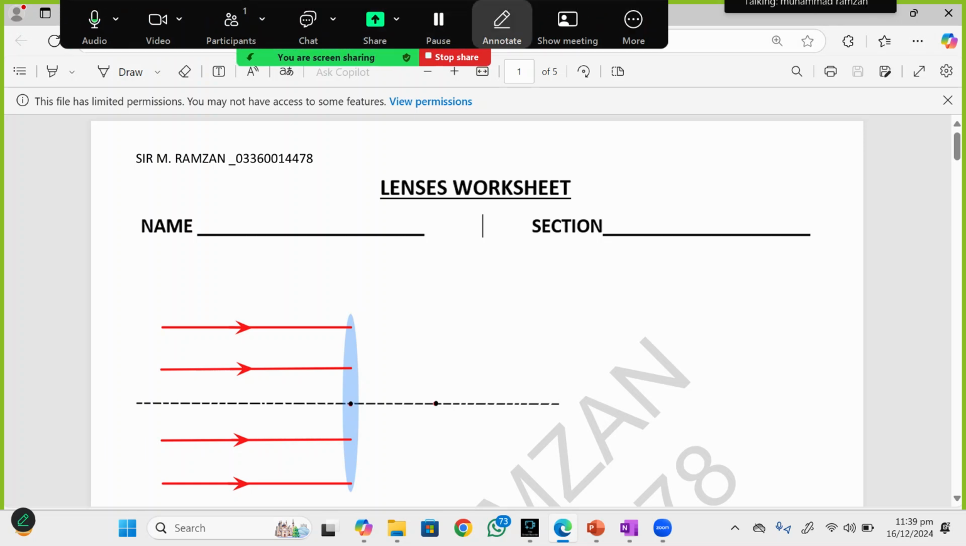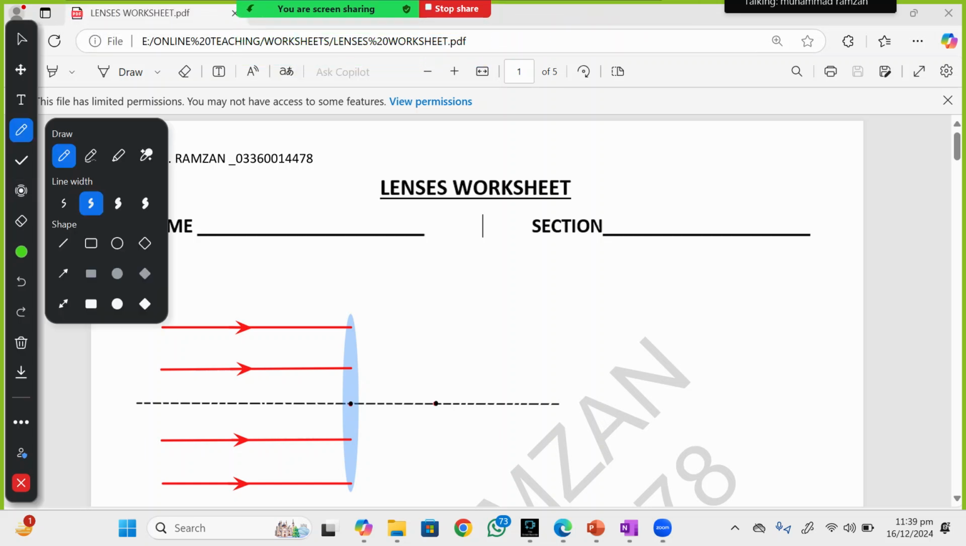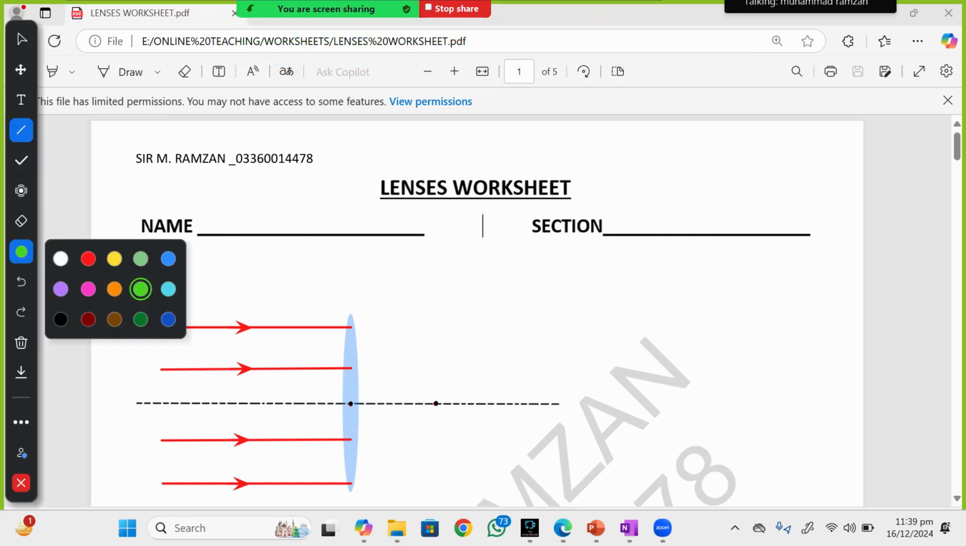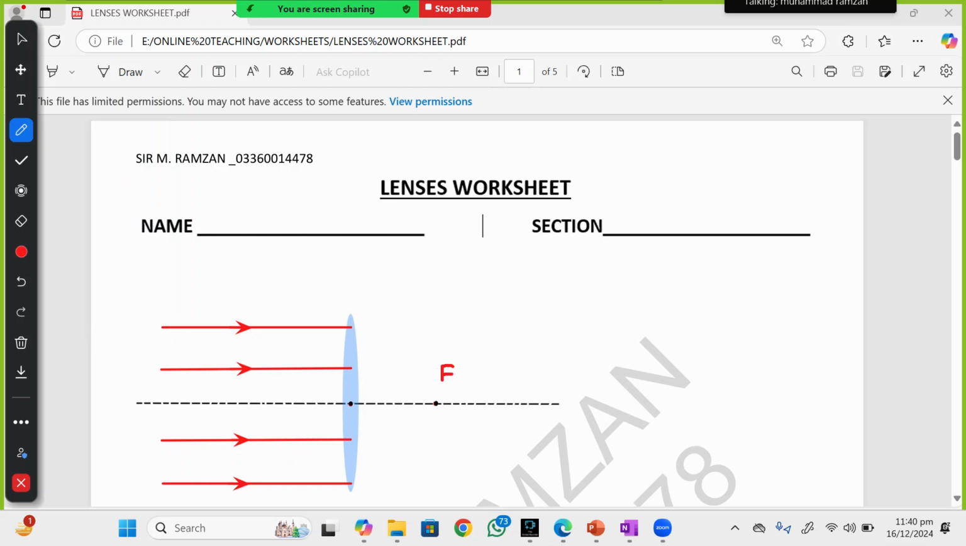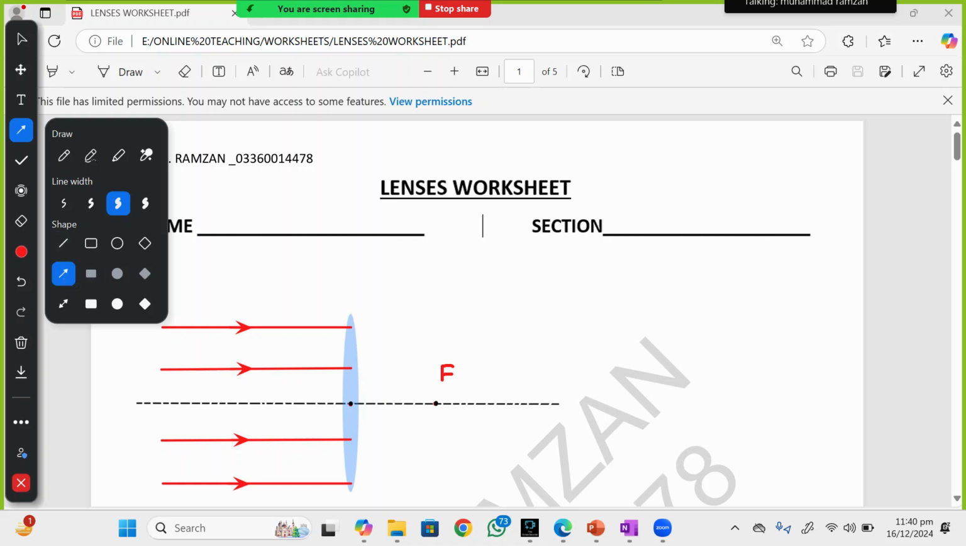It's me, Sir Ramzan. Okay, today we are going to discuss image formation through lenses. Before going into detail, we should know there are two types of lenses. Number one is on the screen right now. This is called a converging lens. In a converging lens, the light rays converge at a point which is named the focal point. So this focal point is a point where all the light rays would focus.